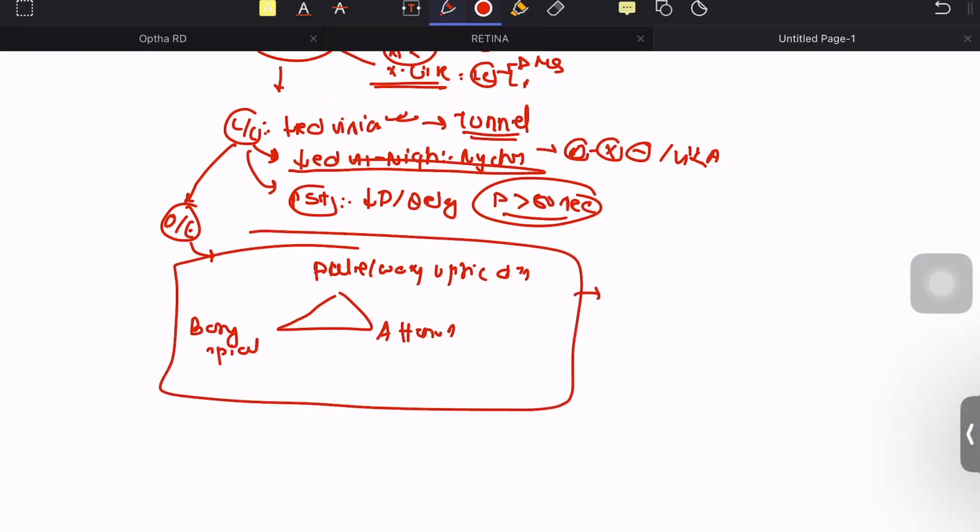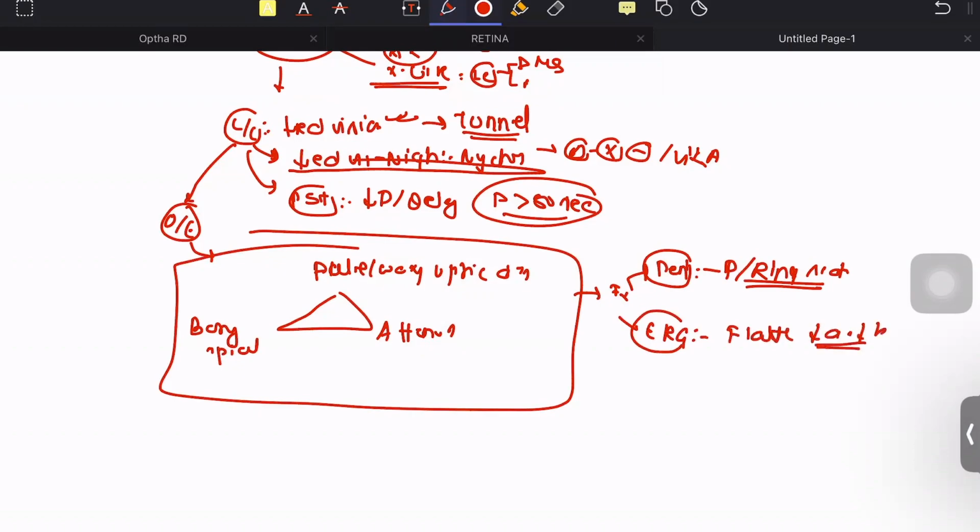And now you'll perform investigations, and upon doing perimetry you'll find out that there is a pericentric scotoma, also called ring scotoma. Note that you will also hear this term ring scotoma in patients with glaucomatous optic atrophy, but it is not the case here because you have to correlate with other findings as well. So there will be ring scotoma, and upon doing electroretinogram, what you'll find is that there will be a flattened ERG with decreased amplitude of A wave and decreased amplitude of B wave.